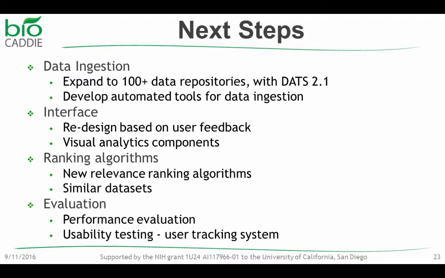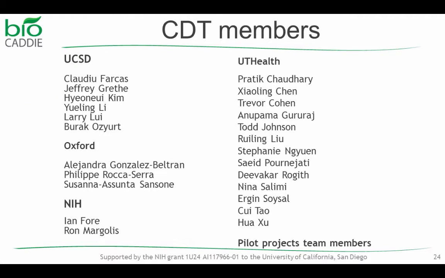On the evaluation side, with the benchmark data sets ready, we're going to do more performance evaluation and usability testing. We are developing a user tracking system. We will record every click users make on the website, providing more insight into how users interact with it. The team consists of members from UCSB, Oxford, NIH, and UT Health, as well as the pilot project team and the supplement team members.